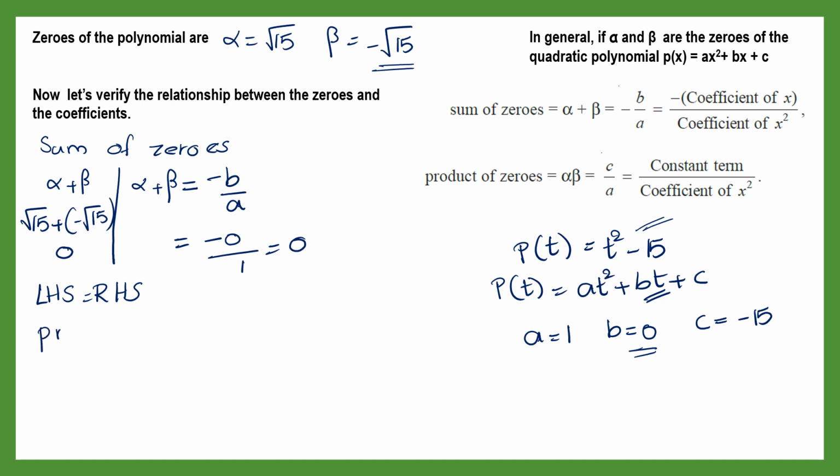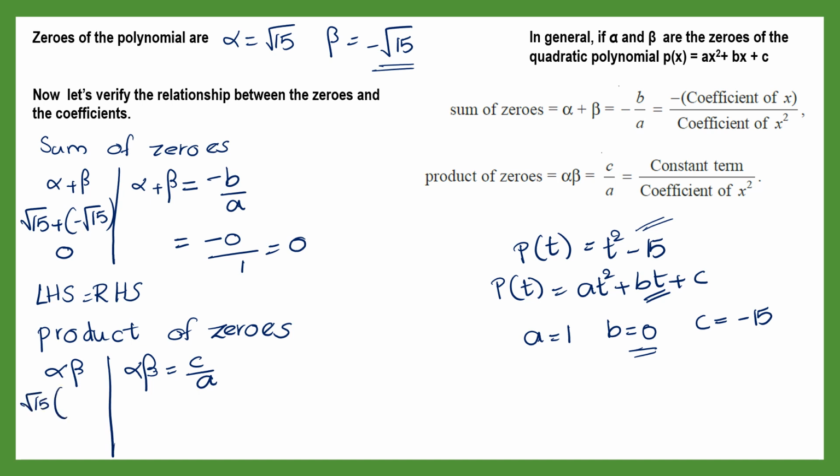Next, product of zeros. Alpha into beta. Using the coefficients of the polynomial, you can tell alpha into beta is c by a. That is constant term by coefficient of x square. Alpha into beta is what? Root 15 into beta, which is minus root 15. Plus into minus is minus. Root 15 into root 15 is 15. So alpha into beta is minus 15.